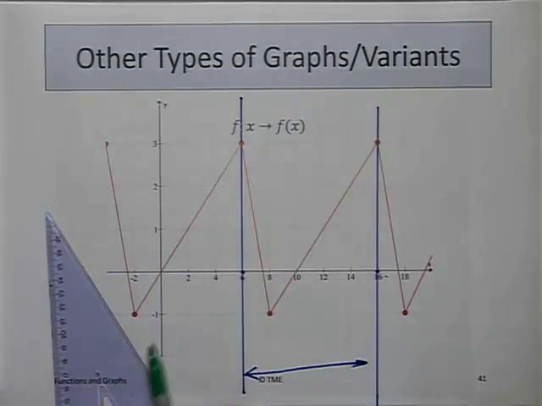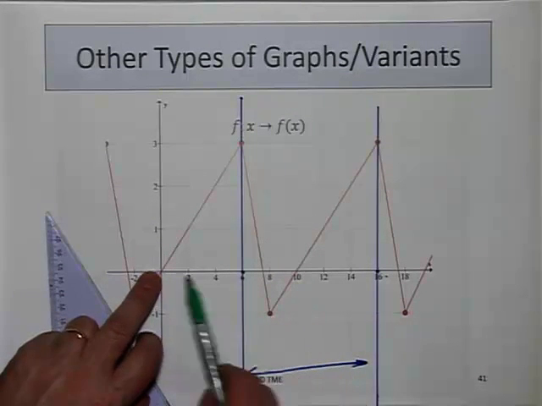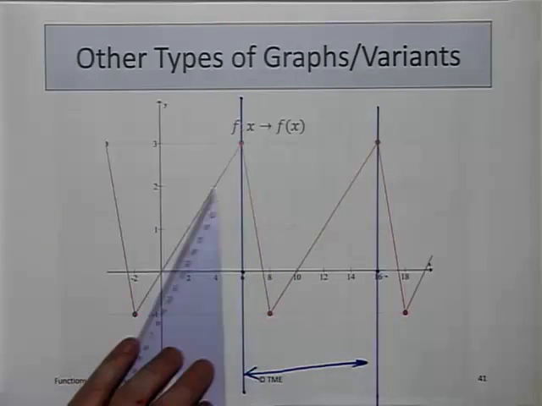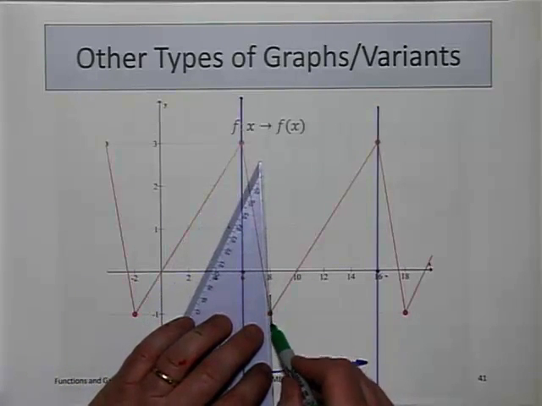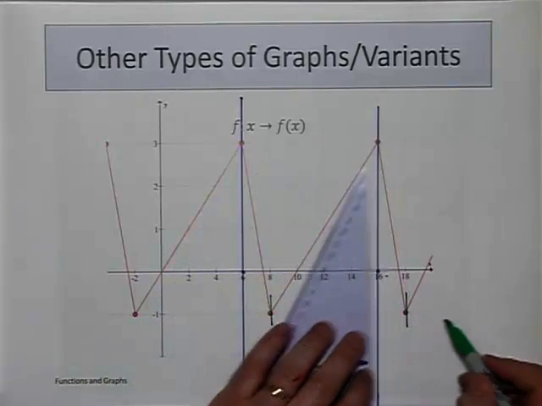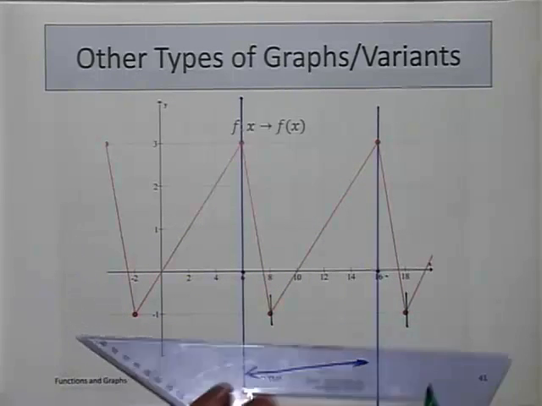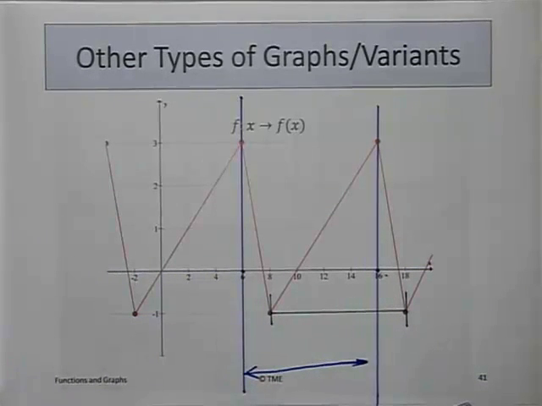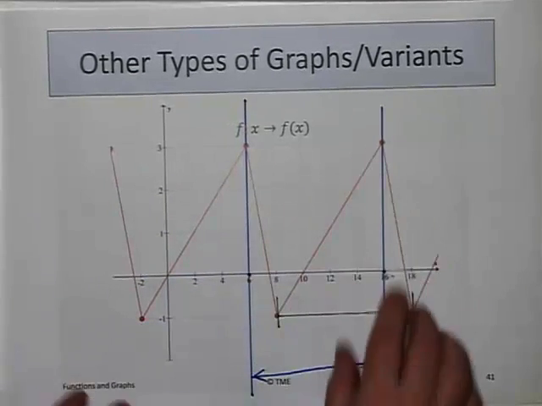Somebody else might have decided, I'll just take it from here to where it crosses again on the way up. They might have gone from 0 to 10. Another person might have taken the whole thing from here. There's no right answer. You just pick any one of them. I happen to pick the blue one here as my basic pattern.